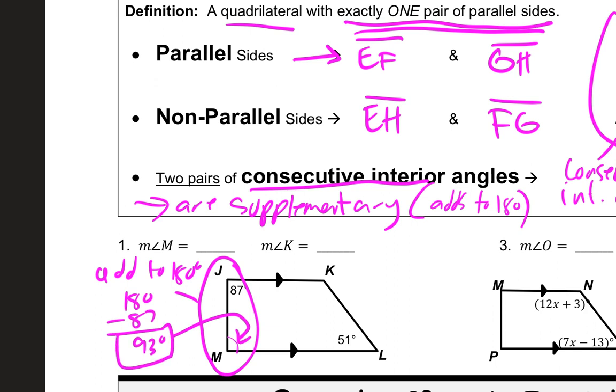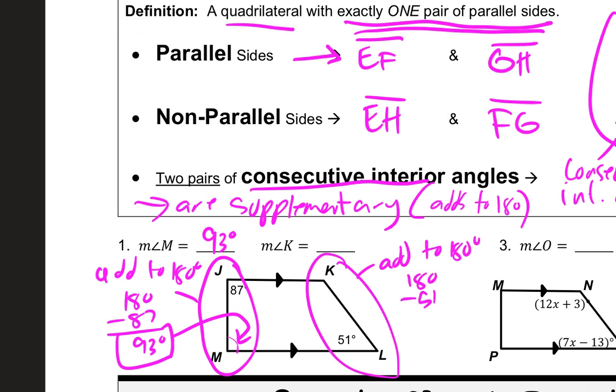Then, similarly, what about K? Well, what do we know? If this is parallel and this is parallel, then we know K and L add to 180 degrees. So if I say 180 minus 51, that gives me the value of 129.